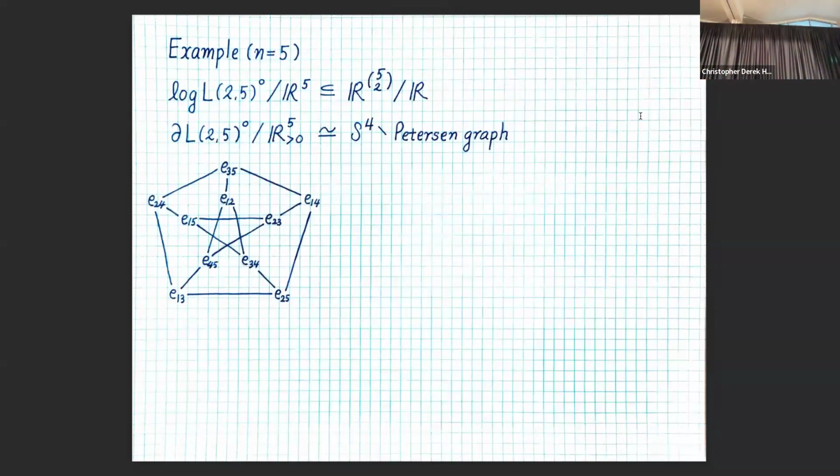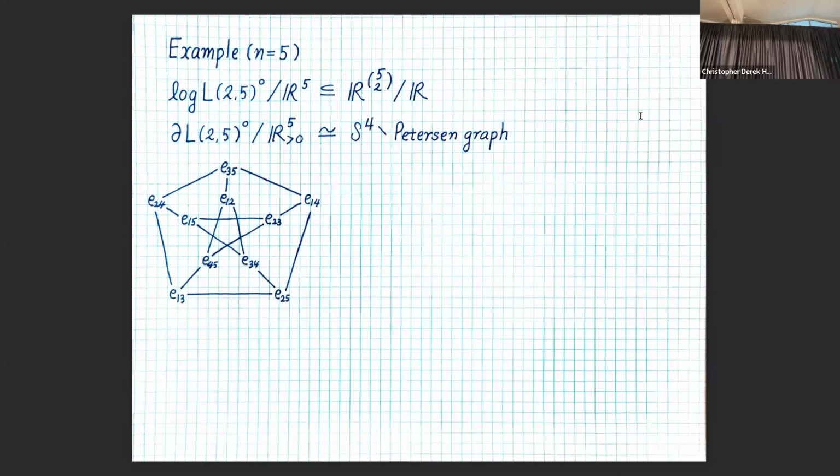Here is a more interesting example, maybe at the boundary of what you can reach by linear algebra computations. But this is the end result of the analysis. If you try to understand the same space of 5 by 5 Lorentzian polynomials with zero diagonal, modulo scaling, then you'll again get a manifold with boundary. The boundary this time is S4 minus the Petersen graph. And the Petersen graph is not an arbitrary Petersen graph.